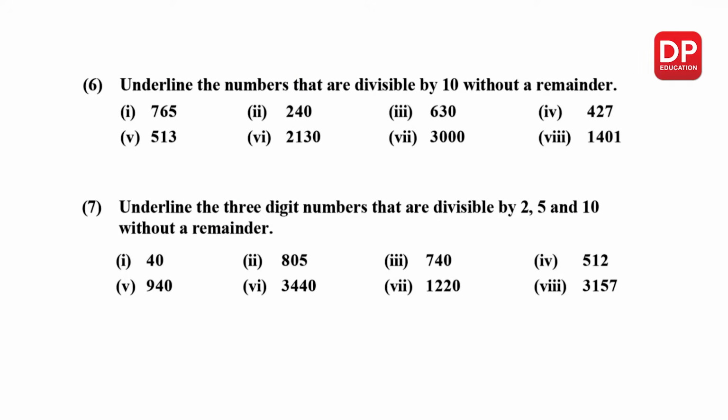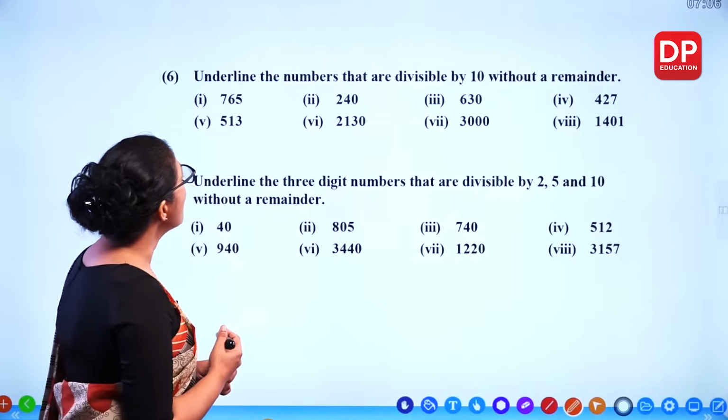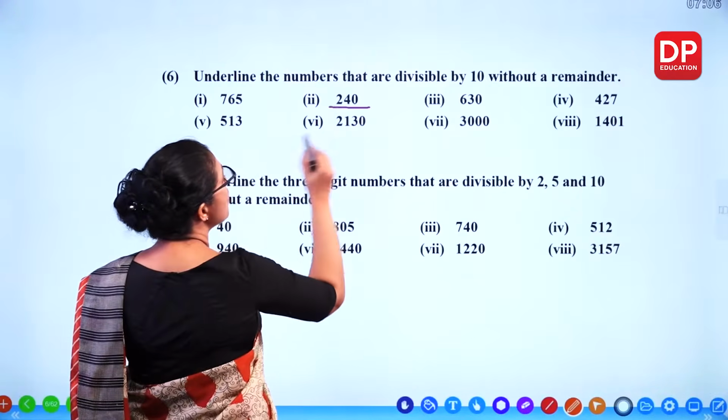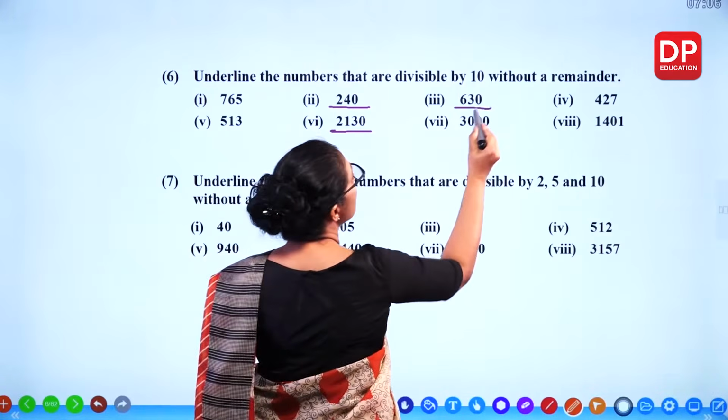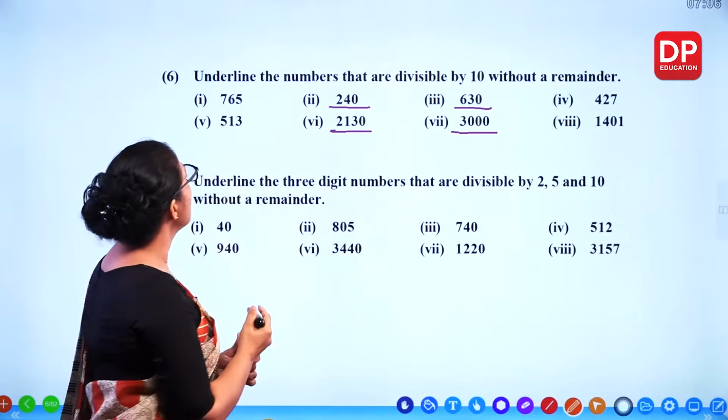Underline the numbers that are divisible by 10 without a remainder. So that means the last digit should be 0. So 240, this number, here possible, this is possible, and you can't take the other two.